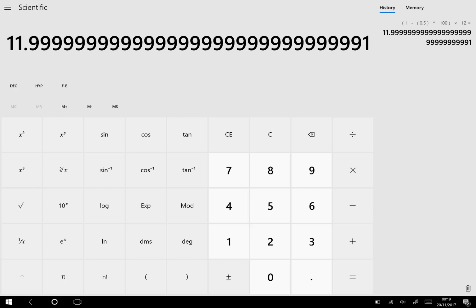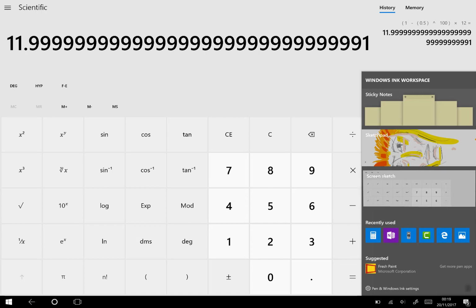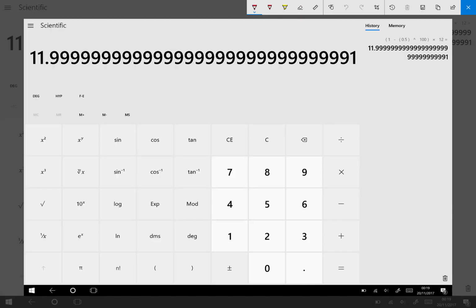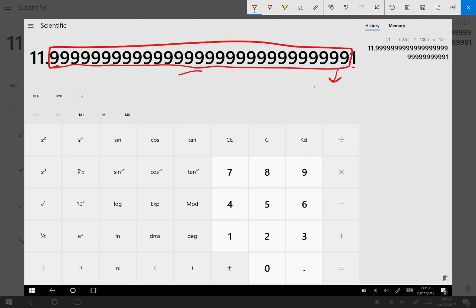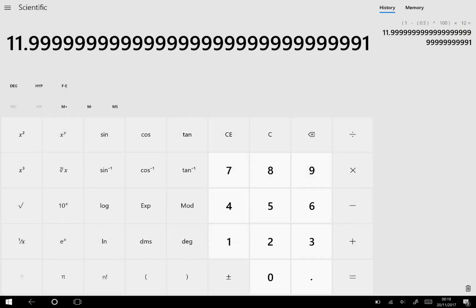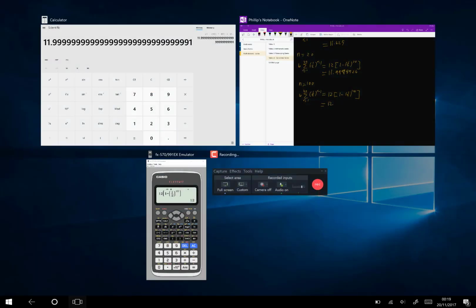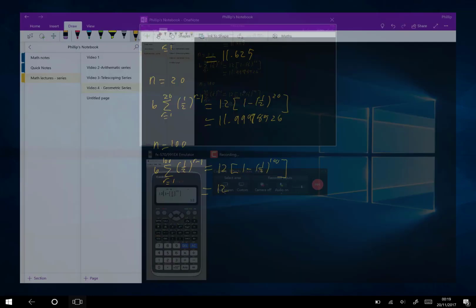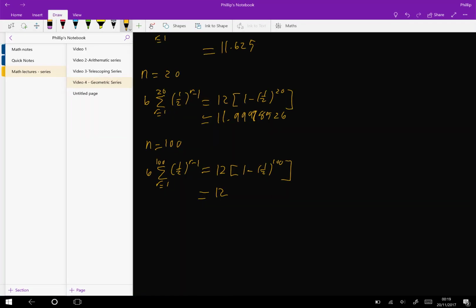So let me just show you. What it's going to be is, we've got however many terms here, then 1. But the calculator that I was using before doesn't go to this many terms. So it's just going to round it up to 12. That's kind of exactly what it's done. Okay, bear with me a moment. So let me just close that. So it's not exactly 12, but it's 11.999999999. So they just round up to 12.